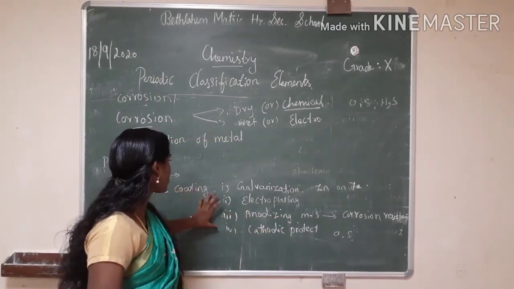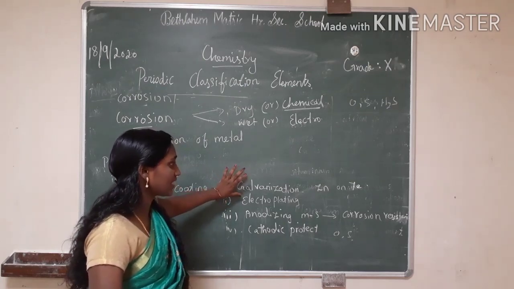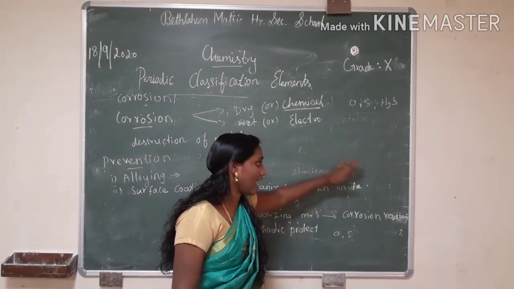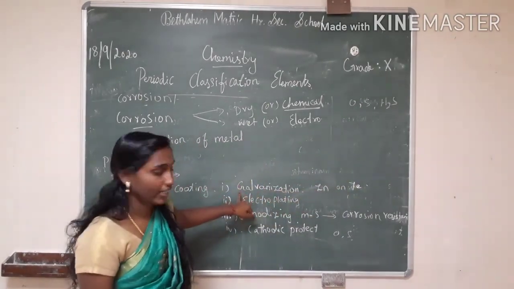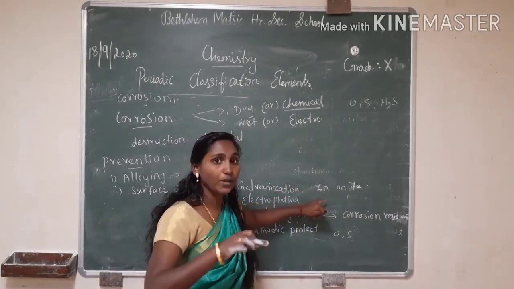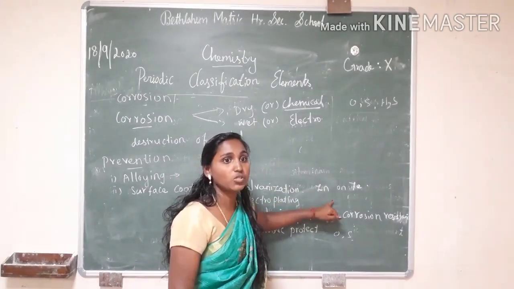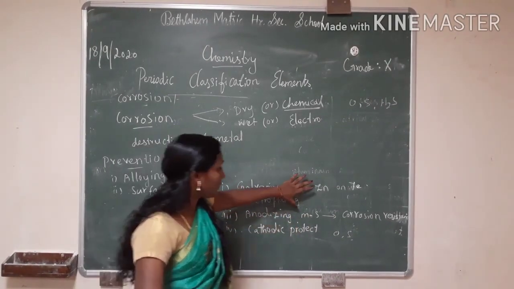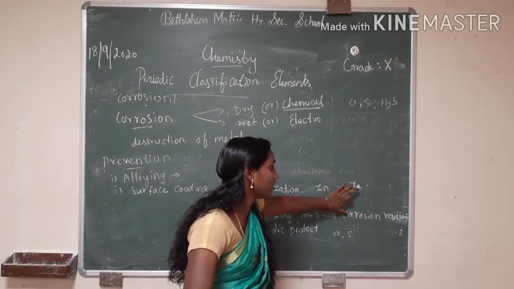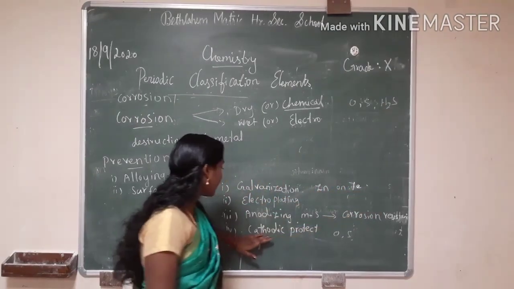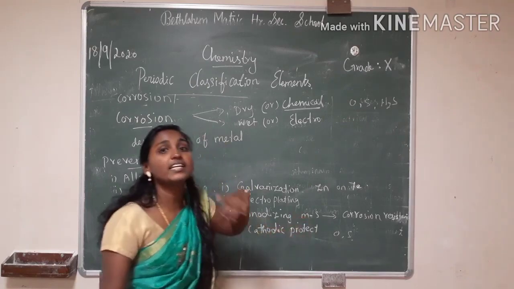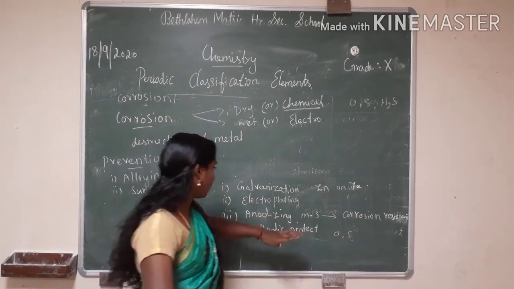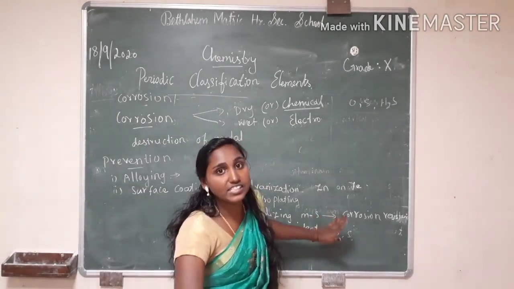Have you understood the surface coating methods? First one, galvanization. In this process, zinc is coated on iron metal by using electric current. Then electroplating, coating one metal over another metal by using electric current. Then anodizing, where the metal surface is converted into corrosion resistant. Then cathodic protection, where an easily corrodible substance acts as a sacrificial metal.